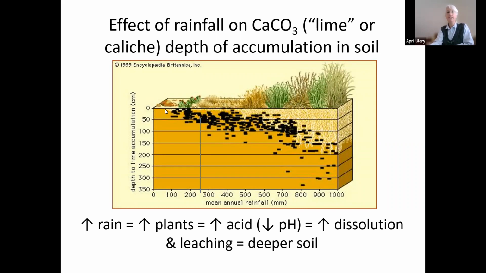So we don't have anything to dissolve it, and it turns out that calcium carbonate just precipitates right out of solution around the rocks and pedons in the soil. So increasing rain gives you more plants, which makes the soil more acidic, lowers the pH, and increases the amount of dissolution and leaching, giving you a deeper soil and a deeper accumulation, or depth to the calcium carbonate horizon. Yeah, I guess it would be like a calcic horizon.